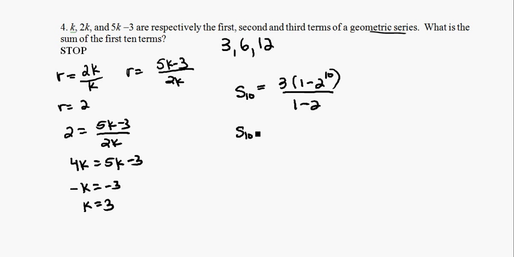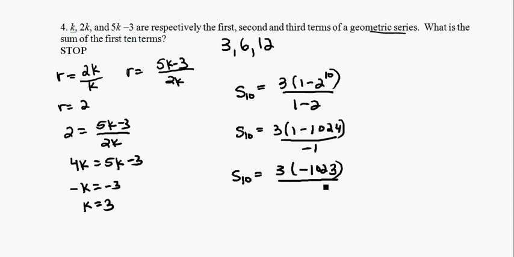So that gives me 3 times 1 minus, we already saw this just a second ago, 1024, over negative 1. So this is S of 10 is equal to 3 times negative 1023 all over negative 1. So this is 3 times 1023, and 3 times 23 is 69, so this will be negative 3069 divided by negative 1, which is 3069.